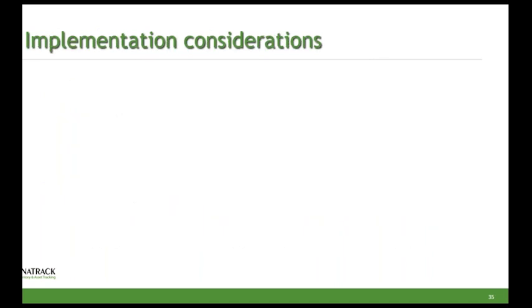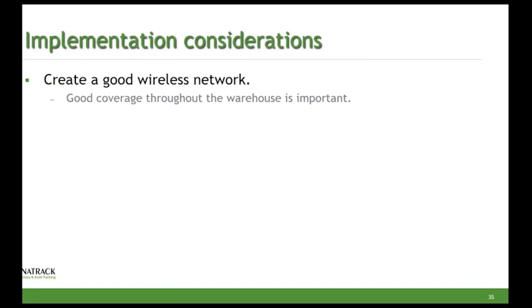So, implementation considerations. This goes a lot towards both inventory and fixed assets, but specifically if you're dealing with a warehouse, you want to create a good wireless network. Good coverage throughout the warehouse is important. And there's a reason why consumer access points, if you're going to Best Buy or Walmart, only cost $50. One reason is that by design, they're just trying to cover your house. You don't want to spill a lot of wireless signal outside of your house. Why bother with it, right?